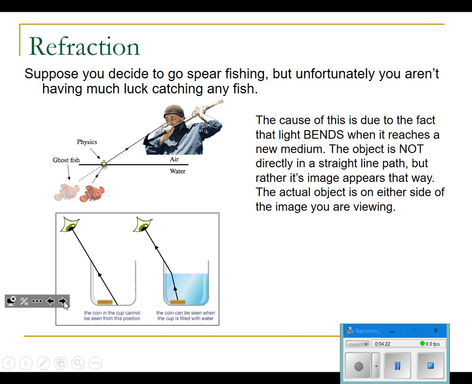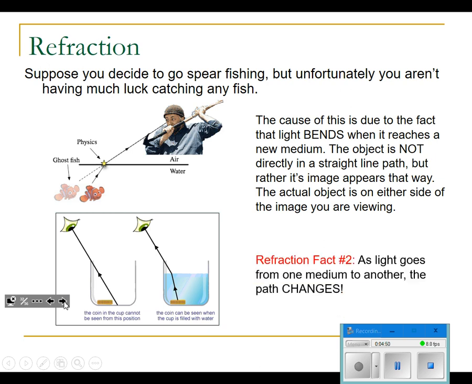You can also do this with a penny in a cup, and you can put the coin so that you can't see it when there's nothing in the cup. You can just look across the edge and you won't be able to see it. But then when you actually fill it with water and you look along the same sight line, you'll be able to see it. That's because of the repositioning or bending of the light as it changes mediums.